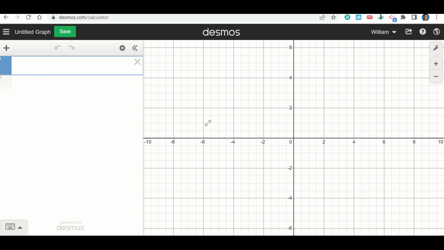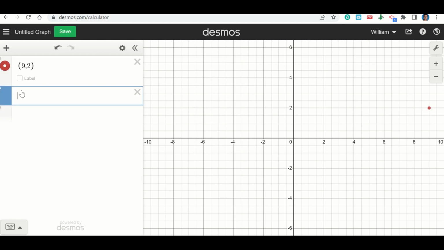So let's say that one of the points was at 9, 2. So we're going to go ahead and put in parentheses 9, 2. And notice it graphed the point for me right there. If I want to add another one, let's call this 8, 4. Again, there's my next point.